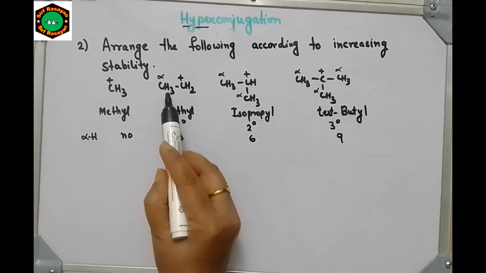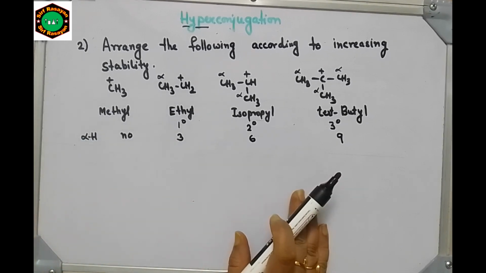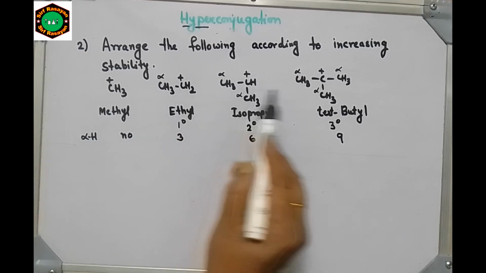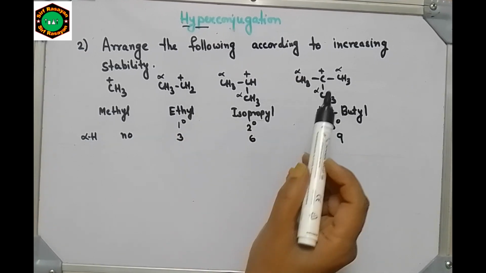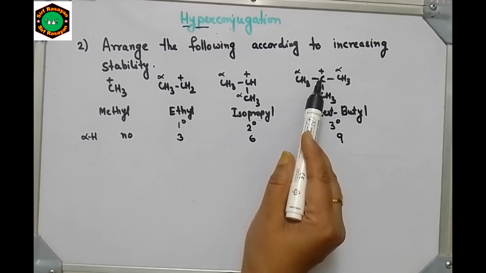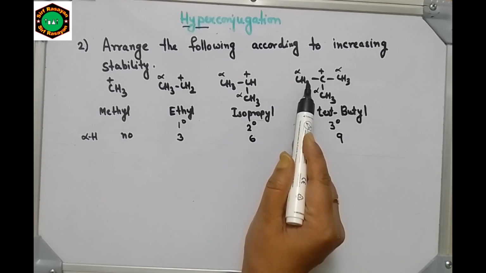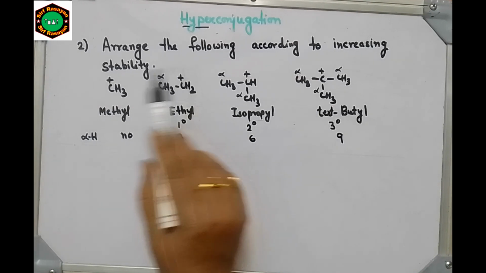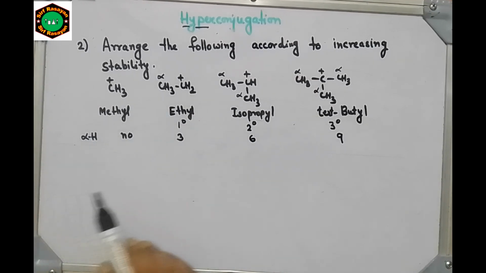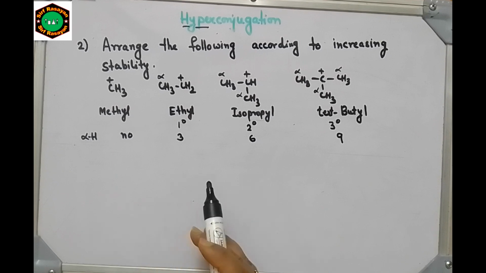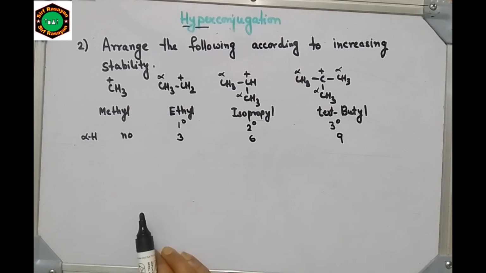Now see, by inductive effect you can consider the stability order. Here only 1 plus I effect group is there, here 2, here 3. That's why this is more stable, because charge neutralization here is more, or you can say dispersion of the positive charge is more. This is next, then this. So the most stable is this one, and stability decreases in this direction by inductive effect. But the hyperconjugative effect is more important than the inductive effect.